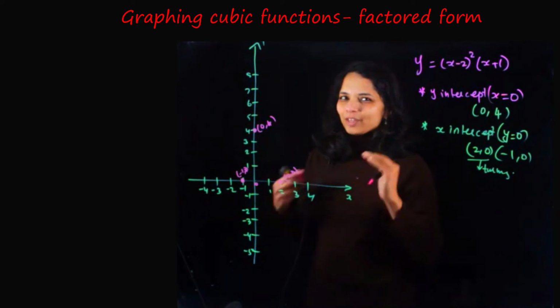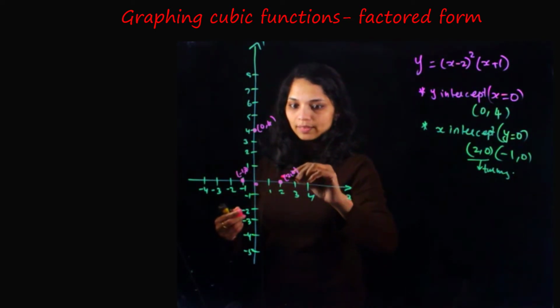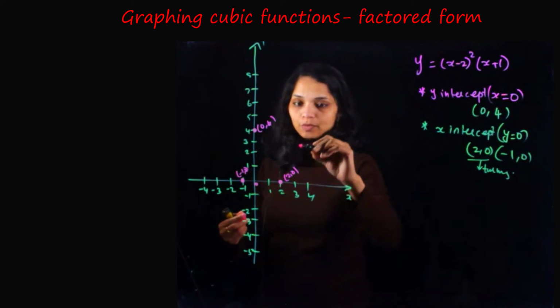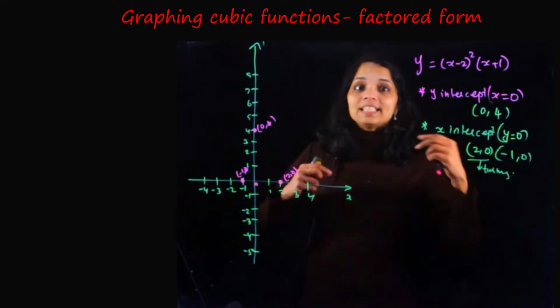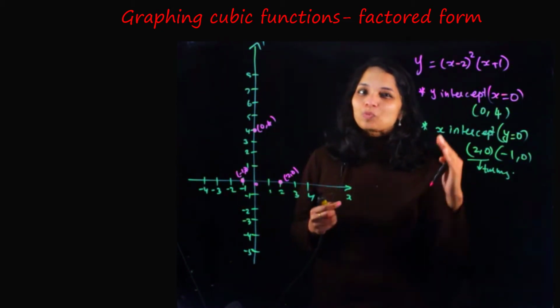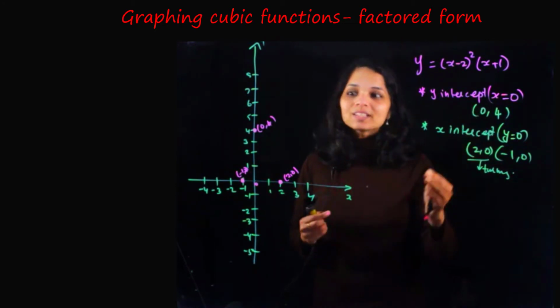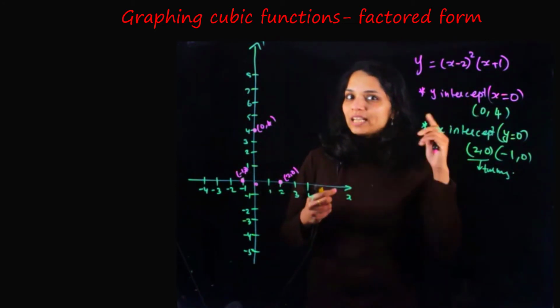Now the graph roughly looks like it will be going like this, crossing this point, and then going like that. This is a turning point, so it will be going something like that. But to graph a function of degree 3, or in general a function of degree n, we need at least n plus 1 distinct points. So in this one, we need at least 4 points. We already have 3 points and we need one more.